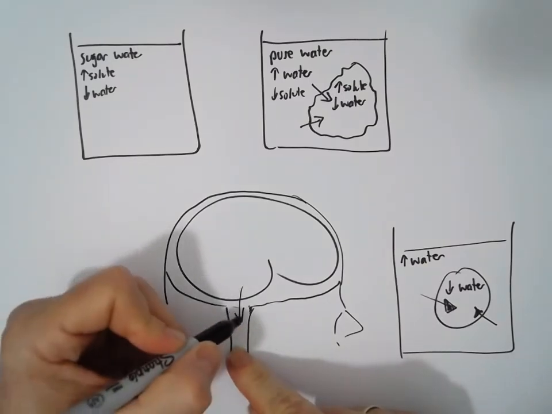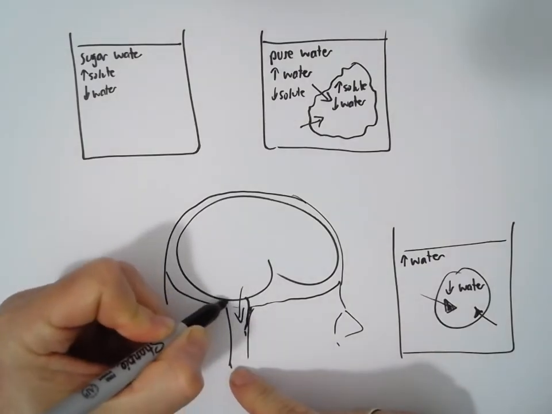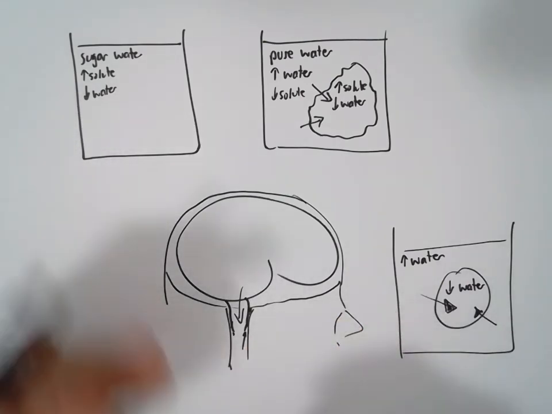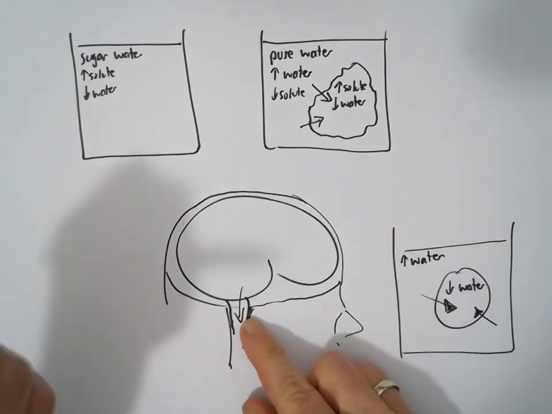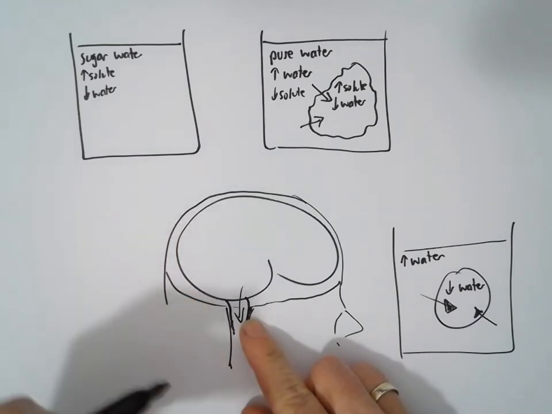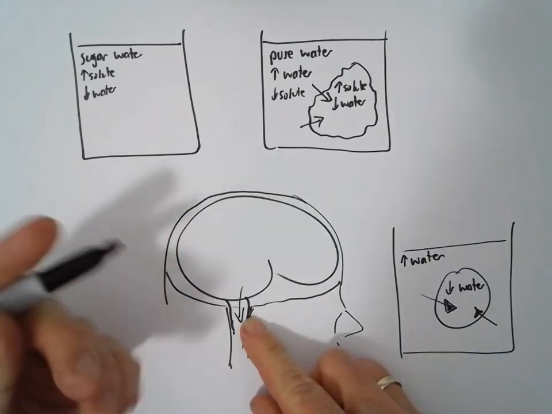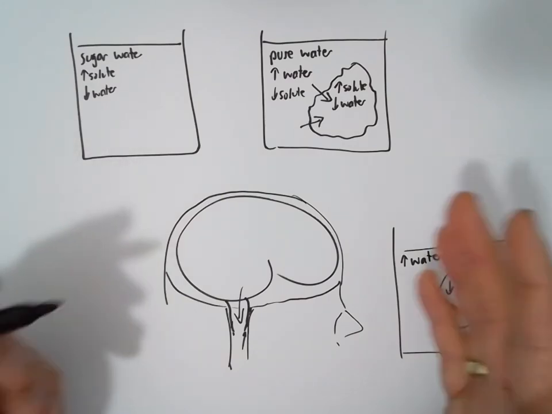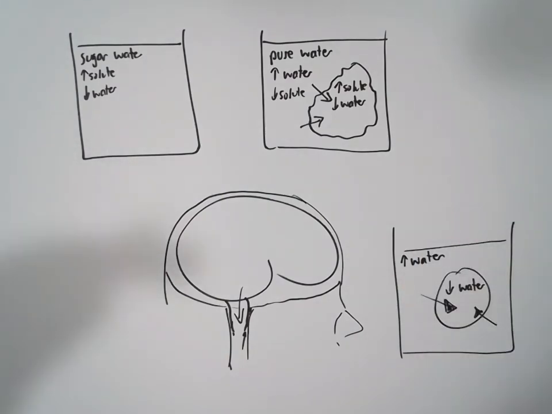And that causes pressure on the parts of the brain that control our breathing and control our alertness, and causes unconsciousness and can actually cause death from drinking too much water. And that's the reason why. It's because of osmosis.